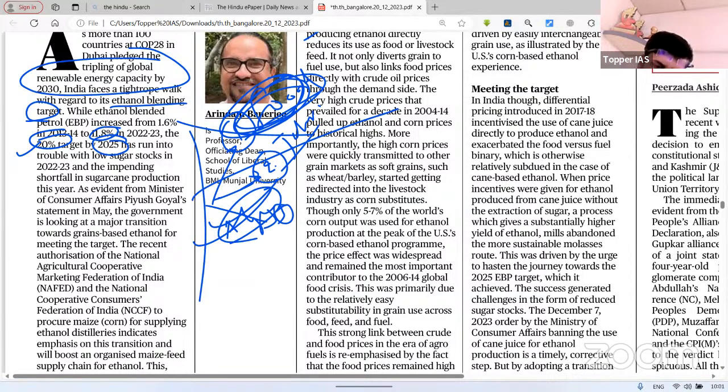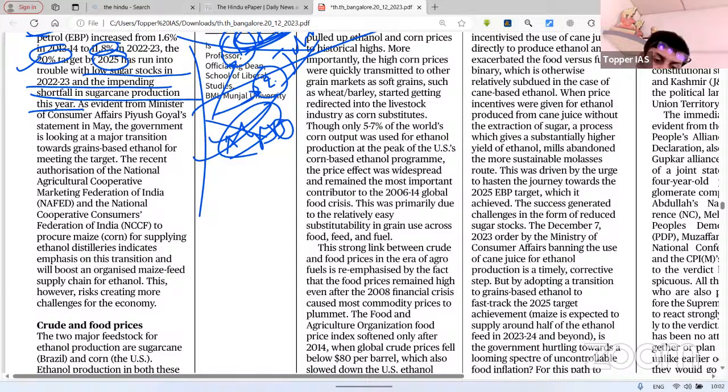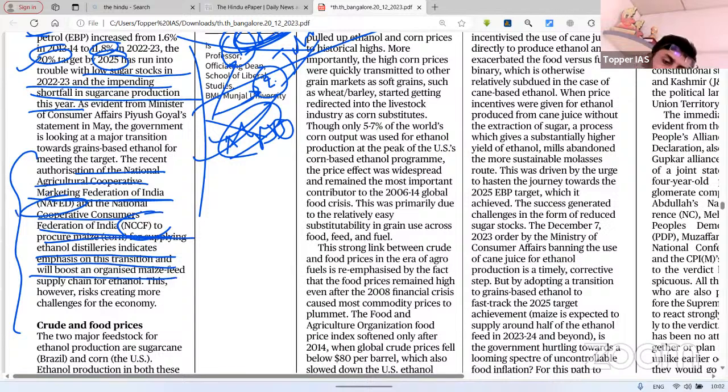Got it? They are saying it has run into trouble with low sugar stocks in 2023, a shortfall in sugar production this year, because farmers are earning more income. Why would they worry whether it becomes sugar or ethanol? So the government should be careful. The government is looking to achieve its target, but how? NAFED, the National Agriculture Cooperative Marketing Federation, and the National Cooperative Consumer Federation (NCCF) are to procure maize for supplying ethanol distilleries, which indicates emphasis on the transition. So government-based organizations are focusing on diverting this to ethanol production because the government is keen on achieving the 20% target. But when these organizations are directly involved, please understand, where is the priority?